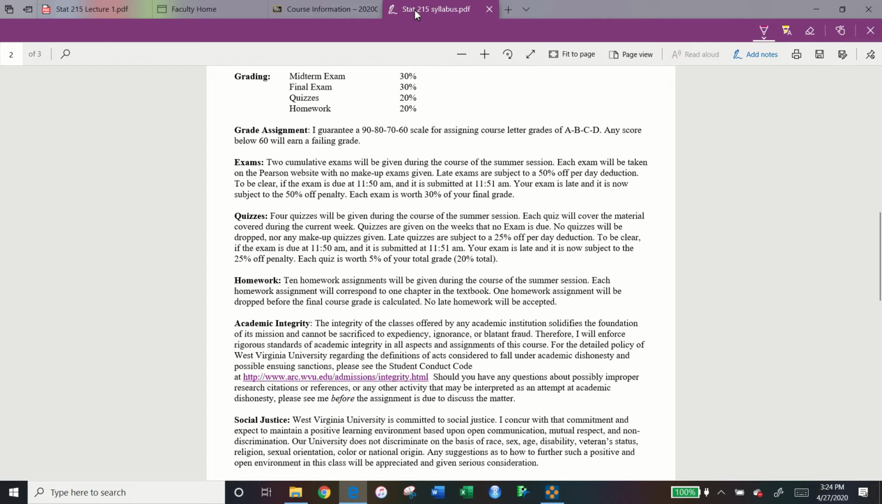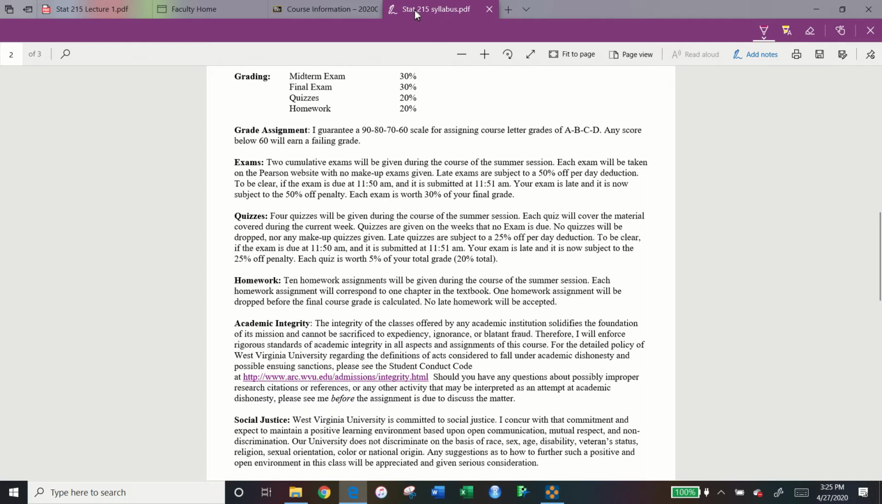Next, we have our quizzes. Again, 4 quizzes will be given during the course of the summer session. Each quiz will cover the material that we covered during that current week. Quizzes are given on the weeks that no exam is due. No quizzes will be dropped, nor any makeup quizzes given. Late quizzes are subject to a 25% off per day deduction. It's the same hard and fast rule as with exams. If you're 1 minute late, you are late. But I am a little bit nicer about the percent I take off.